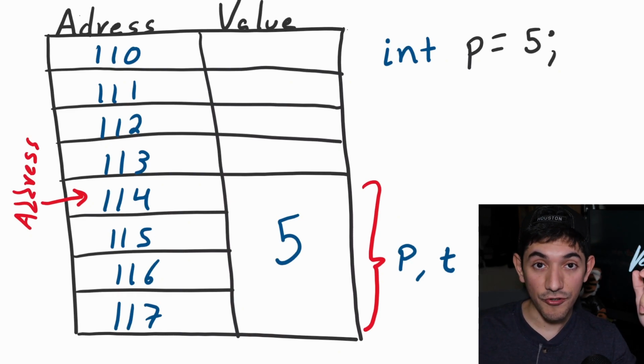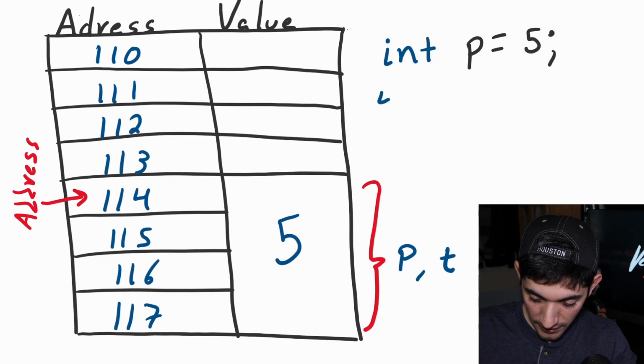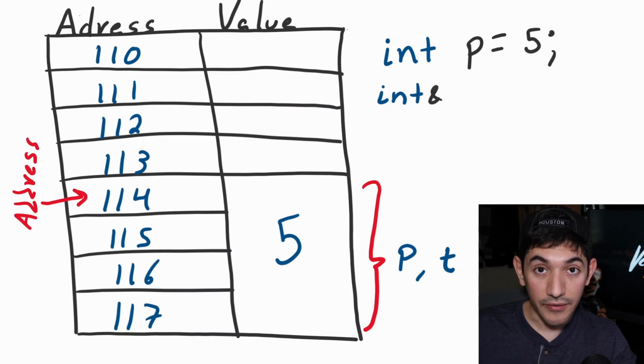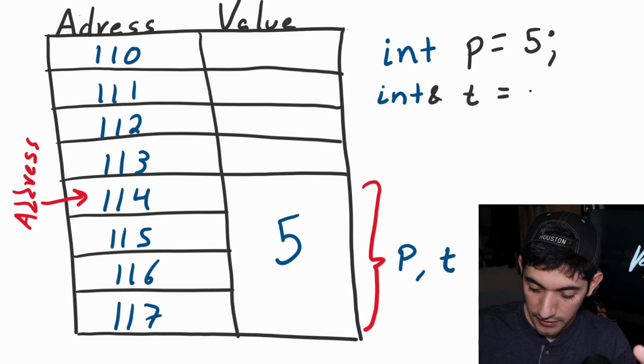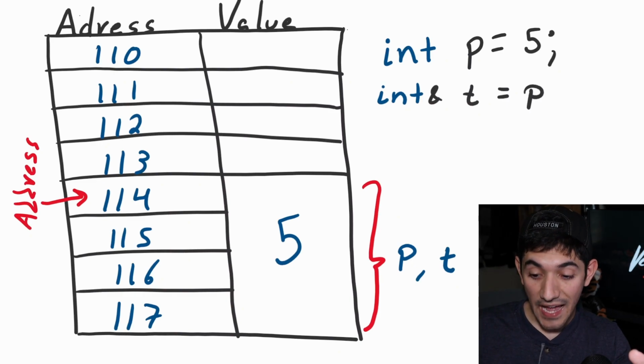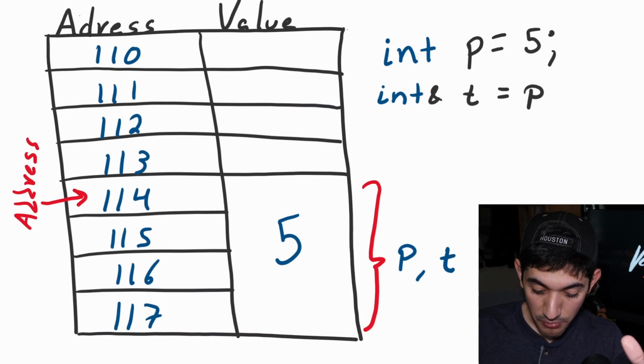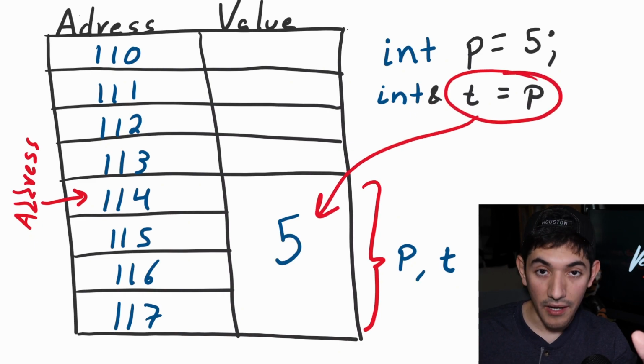So if I wanted to create T and T talks about P, the same value in P, the way I would do it is I would just write int, and then I would use the address of operator, and then the new name, the nickname that I want, and I would assign it that variable that I want to share that value with, and I will call it P. Okay? Now, whether I use T or P, it doesn't matter. They both talk about 5.